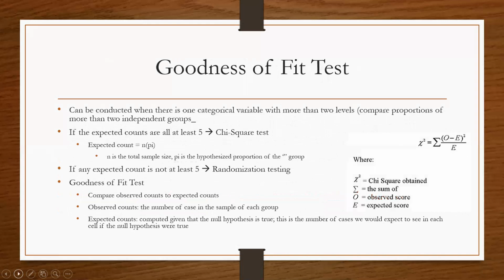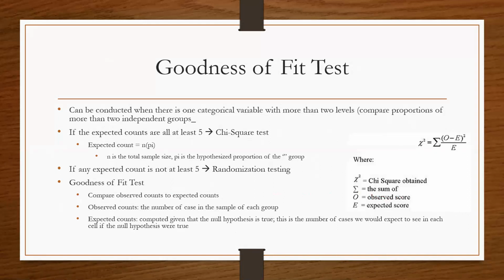All right. So this is basically going with the chi-square test. So the goodness of fit test is basically what the chi-square test is. It's conducted when there's one categorical variable with more than 2 levels. If the expected counts are all at least 5, then you can use it. The expected count will equal the sample size multiplied by the hypothesized proportion. If it's not 5, then you pretty much have to use randomization testing.